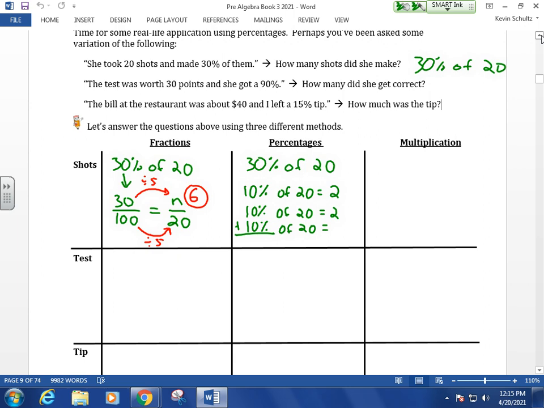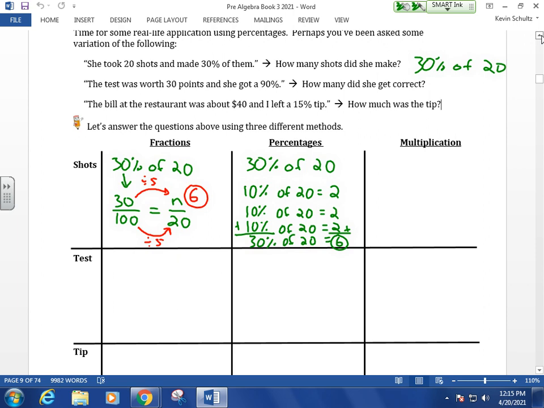And just how 10% plus 10% plus 10% equals 30%, 30% of 20 equals 2 plus 2 plus 2, which is 6. The same 6 that we got by using the fraction method in the first one. Okay? I'm going to save the multiplication method to the very end just for how glorious of a method it is. I think you'll love it here.